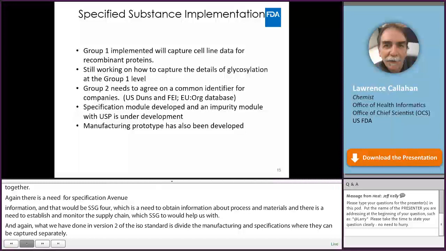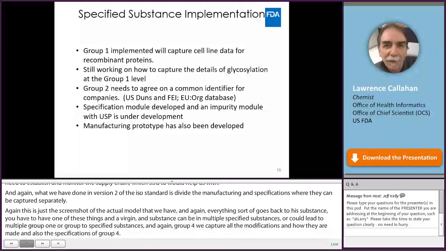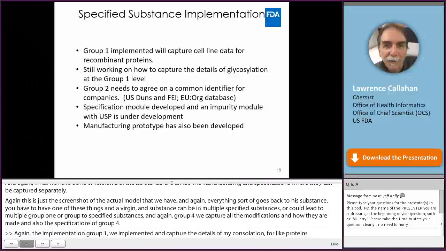Again, the implementation, group 1, we've already started to implement it. We're still working on capturing the details of glycosylation. So for proteins, the actual details of glycosylation, how much of a given glycoform you have on a protein, that's going to be captured at the group 1 level. And we're still working out trying to get a glycan library so we can capture that data.